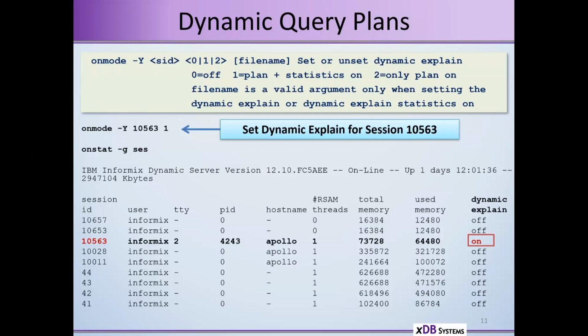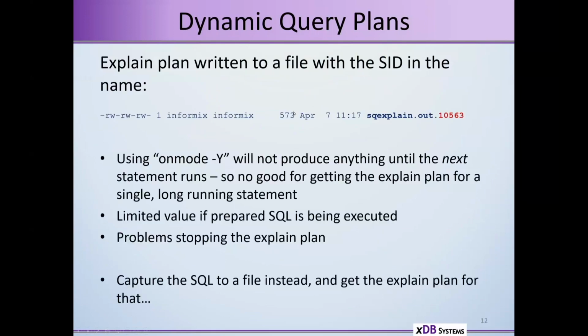Once you've set dynamic query plan with onmode, you'll see it under onstat -g ses or onstat -g sql. You'll see that the dynamic explain plan has been enabled for that session. The name of the output file containing your plan and maybe your query statistics will be sqexplain.out, but with the session ID on the end.